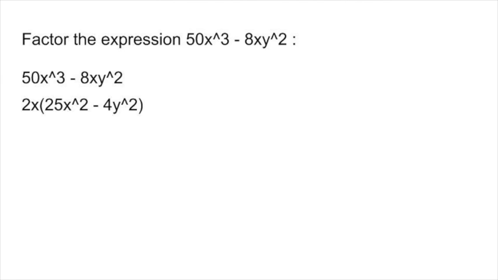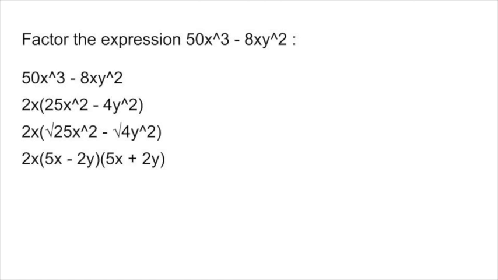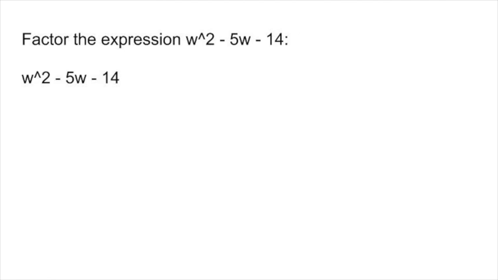Now, looking at the equation inside the brackets, 25x squared minus 4y squared, I can tell that we are dealing with a situation where we should use difference of squares. The square root of 25 is 5, the square root of x squared is x, the square root of 4 is 2, and the square root of y squared is y. And a minus sign is present. Putting this into the standard form of difference of squares formula, we will get an answer of 2x, 5x minus 2y, 5x plus 2y.